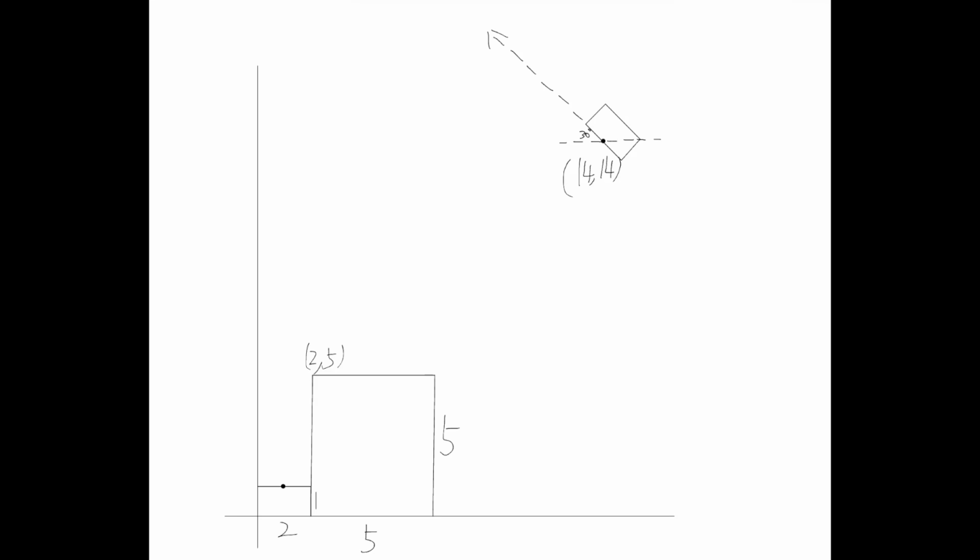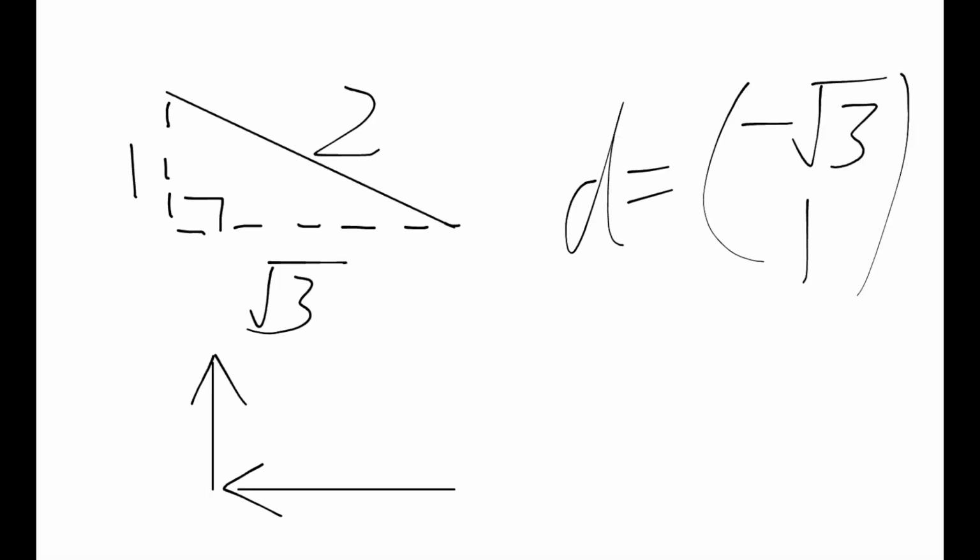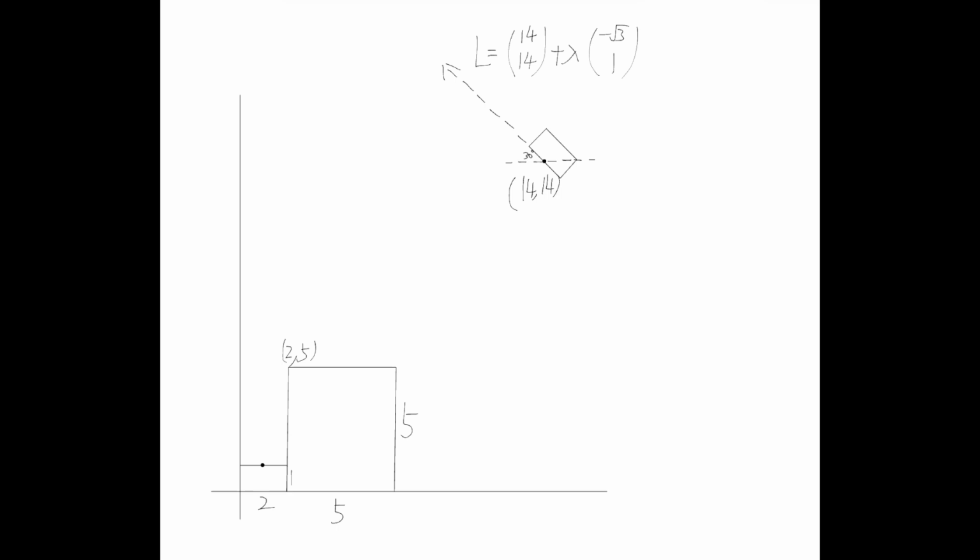Now we can describe the motion of this peeker using what we just learned, the vector equation of a line. Since the starting point of the person is (14, 14), the position vector is also (14, 14). But be careful, it's in column form. Then, since the person is peeking at a 30-degree angle, using simple trigonometry, the direction vector of the person would be (-√3, 1). The negative sign in front of square root 3 suggests that the person is moving in the negative x direction. Now we have used the concept of the vector equation of a line to model where the person's head is moving.